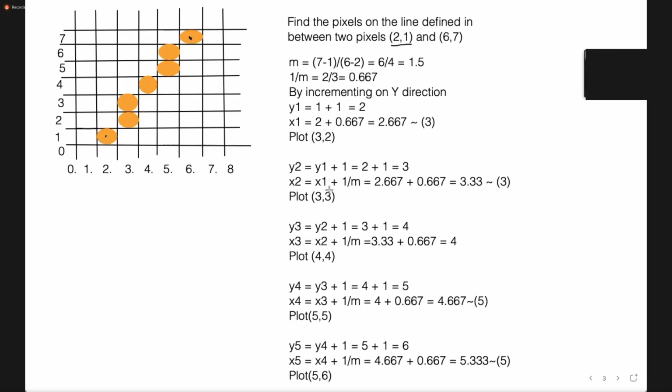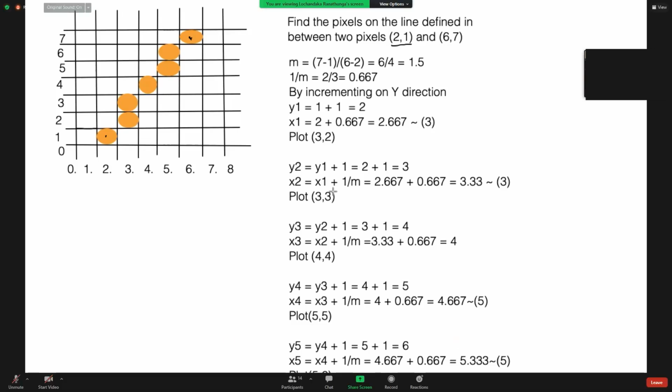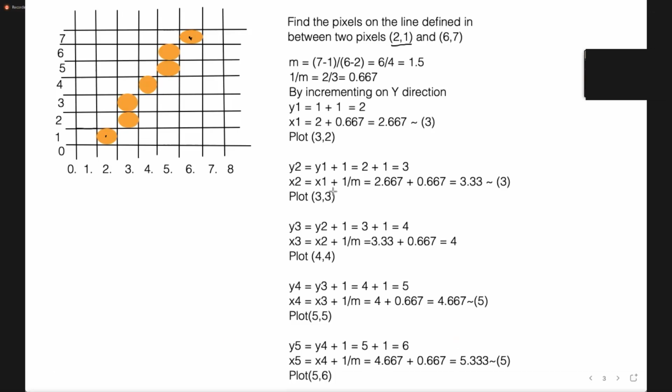Now you can see when we change it, when the slope is greater than 1, we take the reciprocal of the slope. Reciprocal of the slope means 1 over the slope, and then that one will be added to the x each and every time. Y will be incremented 1 by 1. X will be incremented by using the reciprocal of the slope. Then we get the points.